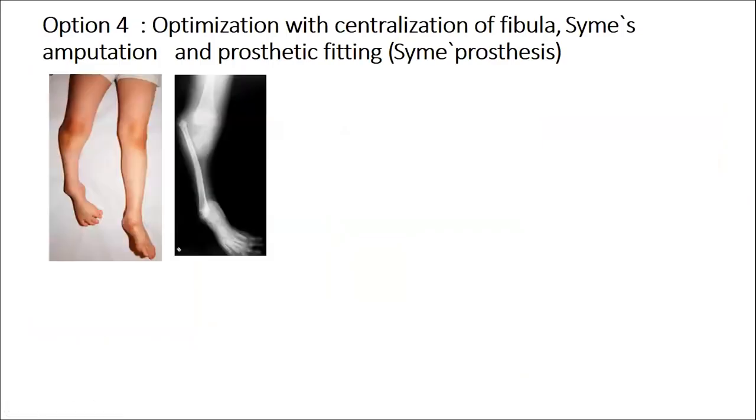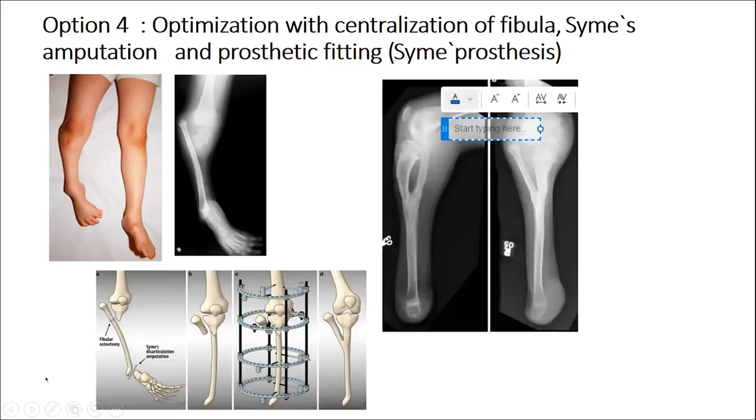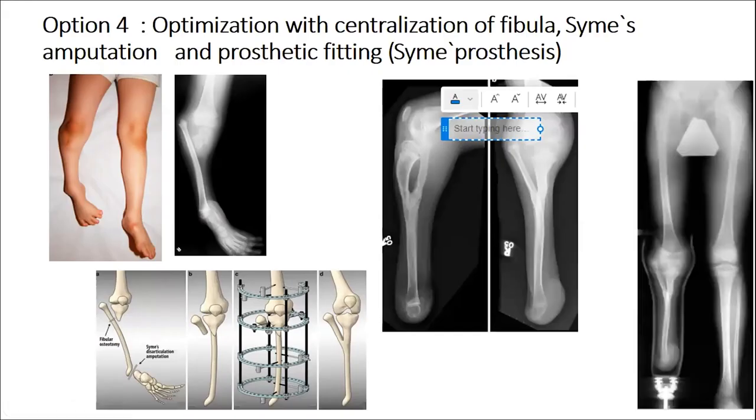That's another example of the fourth option where all the possibilities are applied. You have a case of tibial hemimelia, type 2, with a tibial stump, and that was surgically reconstructed by centralization of the fibula under the tibial stump. That's the result, and that's the final result when you have the prosthetic fitting.